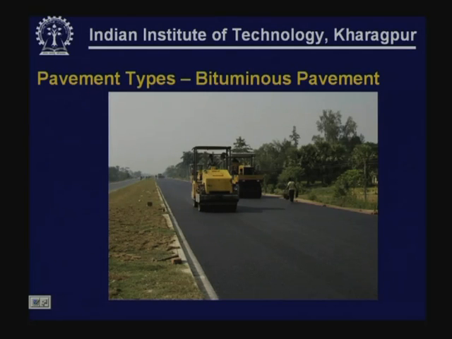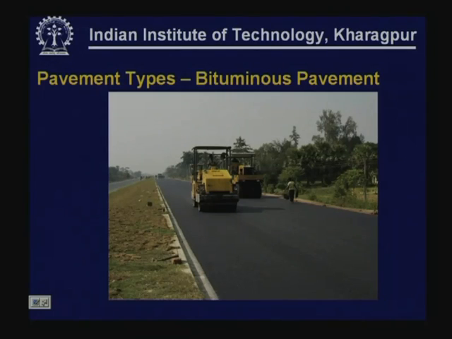What you see here is a typical bituminous pavement. This is a section that is constructed on National Highway 6. As you can see, this is a dual carriageway road. This pavement was prepared over an embankment or prepared subgrade. It had a number of layers of granular material, and also a number of layers of bituminous material.